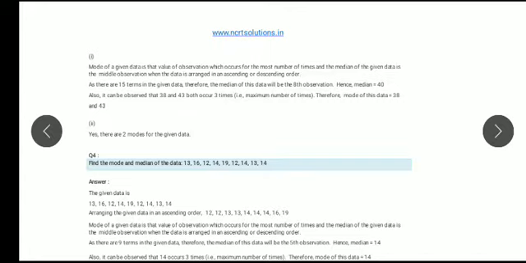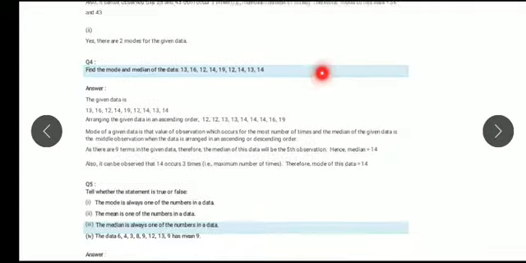So remember how to find the mode. The number which repeats the maximum number of times is called the mode. And for the median, you arrange in ascending order. Then after arranging, if the count is even, then directly divide by 2. If the count is odd, like 9, then we have to do 9 plus 1 divided by 2, that is 5. Like that we have to do.